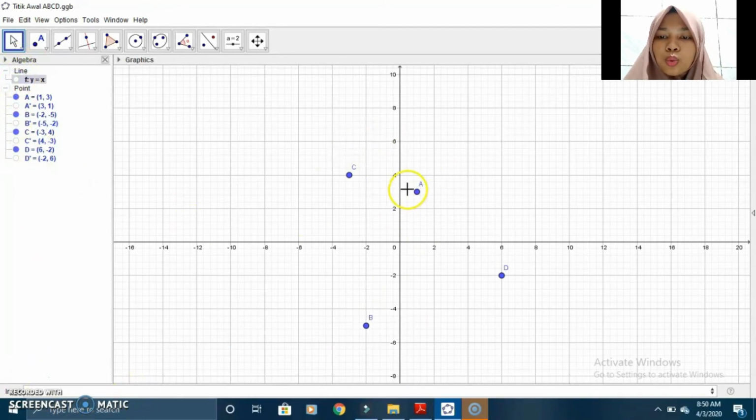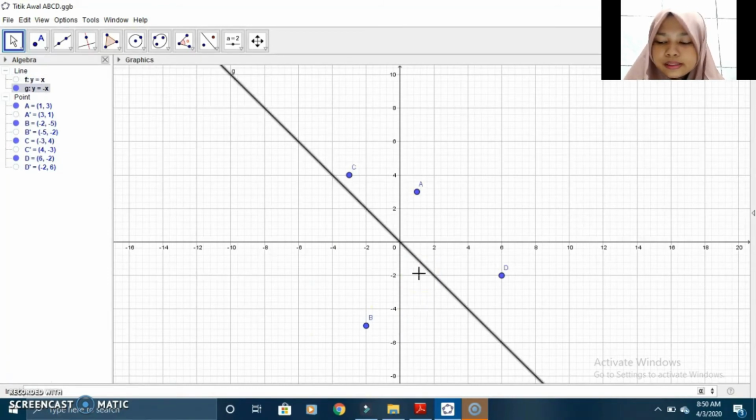Then we have A, B, C, and D. Now we plot the line y equals minus x. Then we have these lines. Each point will be reflected to this line.